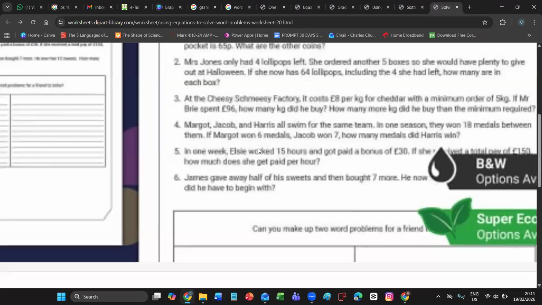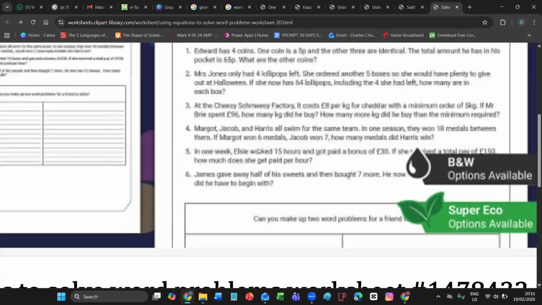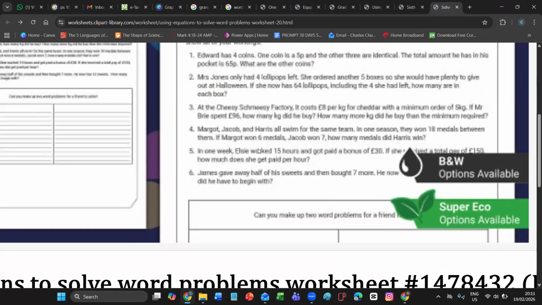So maybe let me even look at the question. So Edward has four coins. One coin is a 5 penny and the other three are identical. The total amount he has in his pocket is 65 pennies. What are the other coins? Okay, so this one is quite interesting. But the problem now is that number five and number six have been blocked.